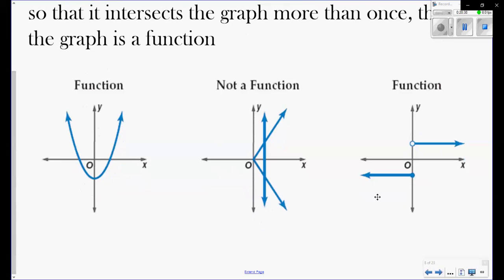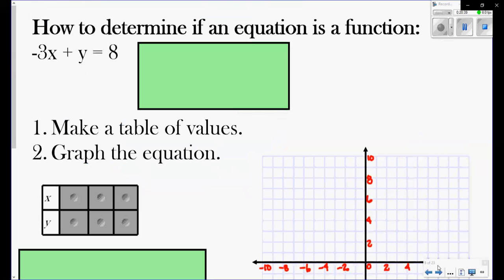All right, let's go on to the next one. So how do you determine if an equation is a function? They'll give you an equation, and most of you are used to seeing y equals whatever the expression is after the equal sign.